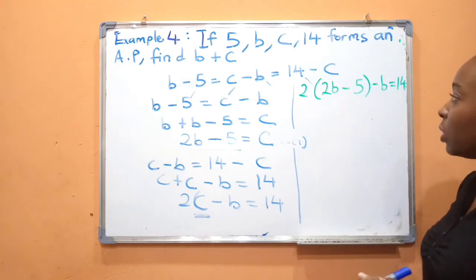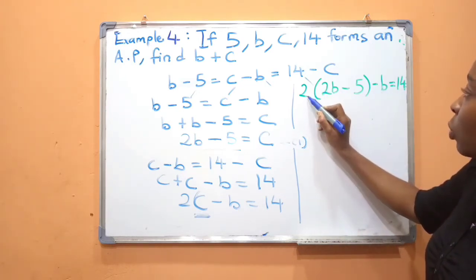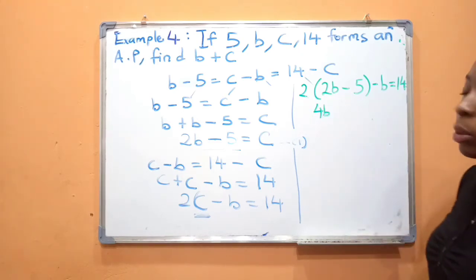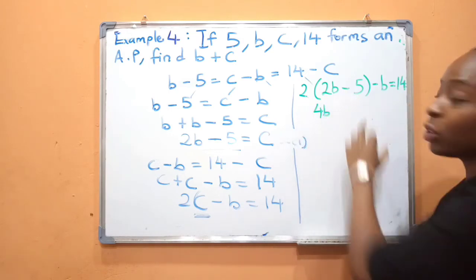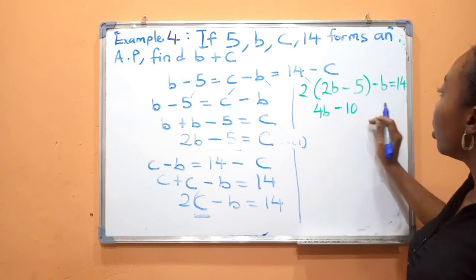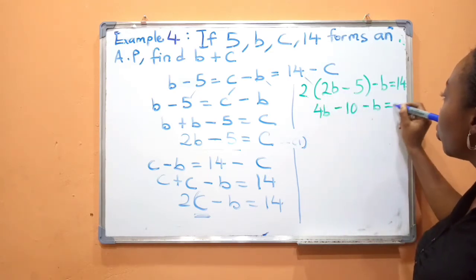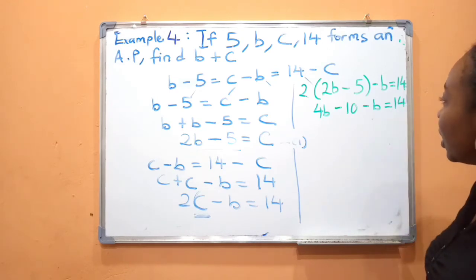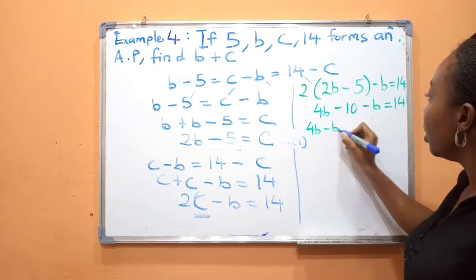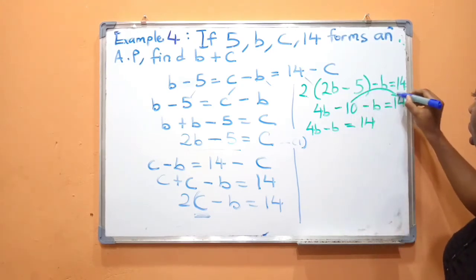Okay, now that we have this, let's open up the bracket. We are going to have 2 times 2B, it gives us 4B. Then we have 2 times minus 5, which is going to give us minus 10. Then once we are done with the bracket, we're going to have minus B equals 14. So collecting like terms here, we're going to have 4B minus B equals 14. Now let this come to this side, it becomes positive.